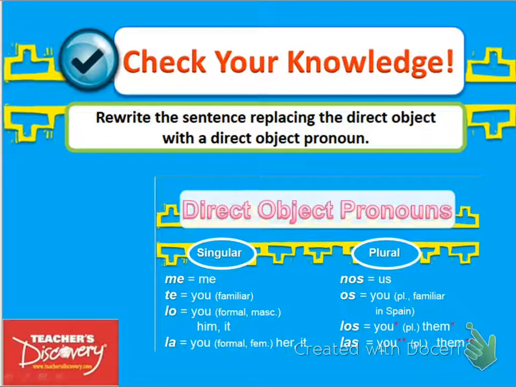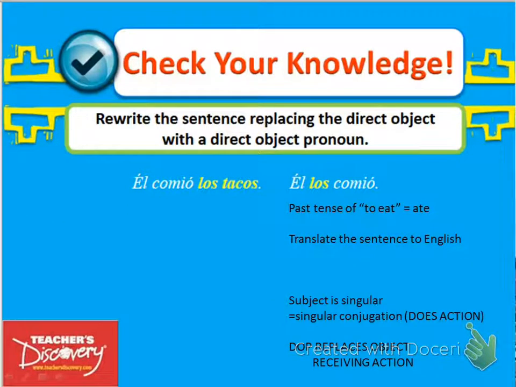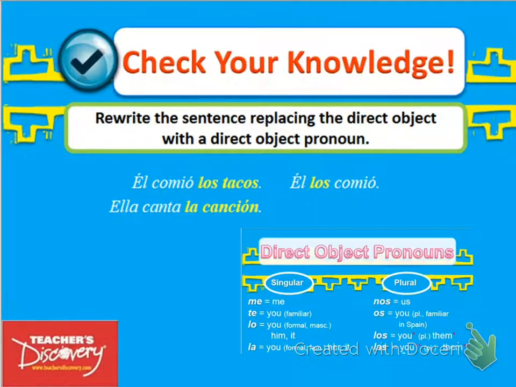Your direct object pronouns, DOPs, are me, te, lo, la, nos, los, and las. Okay? He ate the tacos. What's the object? Tacos. Feminine, masculine, singular, plural? Masculine and plural. So go to the masculine plural, replace it with los. Él los comió means he ate them, referring to the tacos. Okay? The subject does the action, the object receives the action.